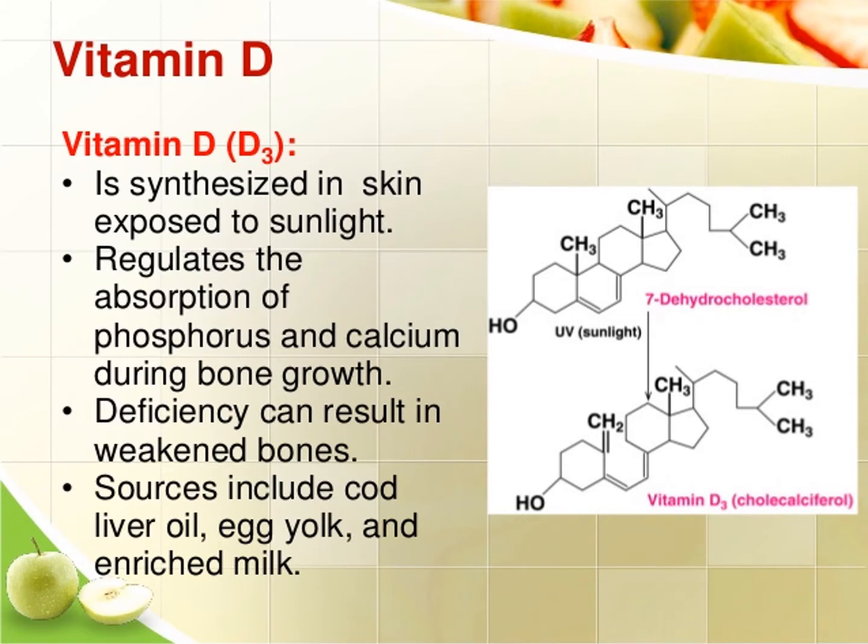Vitamin D is also called vitamin D3. It is synthesized in the skin, which is exposed to sunlight in the morning time. It regulates the absorption of phosphorus and calcium during bone growth. The deficiency of vitamin D can result in weak bones.